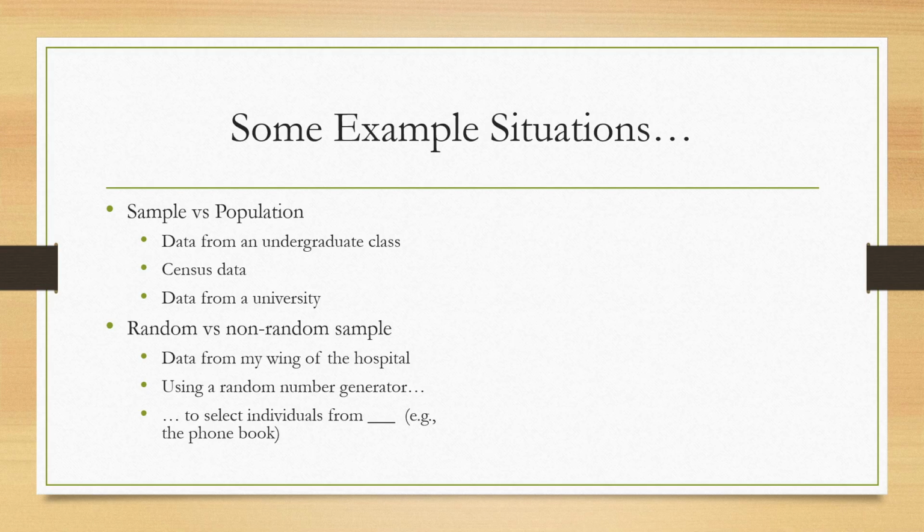It depends on where you're picking the individuals from. Are the individuals that you're using a random number generator to select from the full population, or are they just a subpopulation? For instance, the phone book would just be a subpopulation. That wouldn't be the full population. It's missing the individuals who, in this instance, don't have phones. So that's a good point.